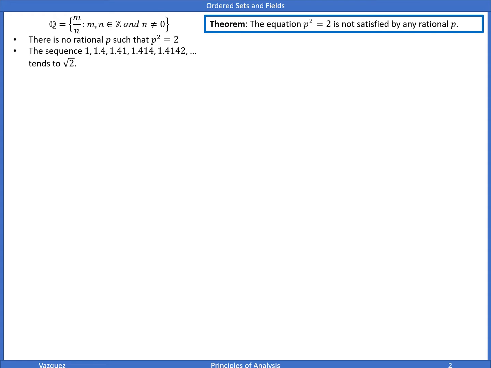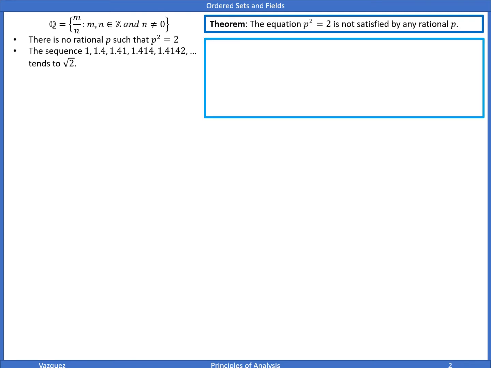Now here, because it is the first video, notice how I'm using a blue, not navy blue, but a darker blue, not a baby blue, for theorems. I always use this color box for theorems, and I'll be mentioning other colors, like green for definitions, but we'll get there when we get there. For now, theorems are in that blue. Again, this theorem says that the equation p squared equals 2 is not satisfied by any rational p. So we're going to prove that, and proofs are in baby blue, as you can see here.